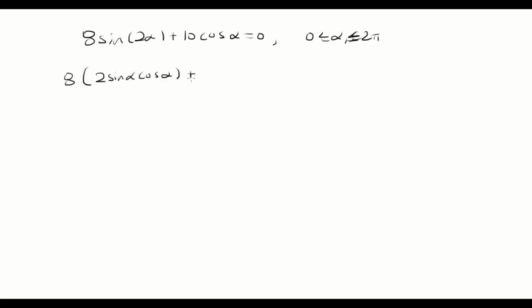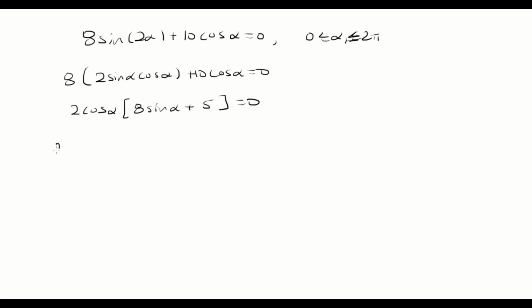Let's solve the equation 8 sine 2 alpha plus 10 cosine alpha equals 0, where alpha is between 0 and 2 pi. Let's use a double angle identity. Sine 2 alpha is 2 sine alpha cosine alpha. And here we can factor out a 2 cosine alpha and be left with 8 sine alpha plus 5.